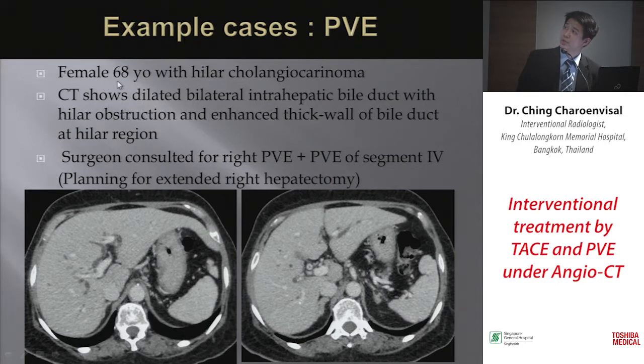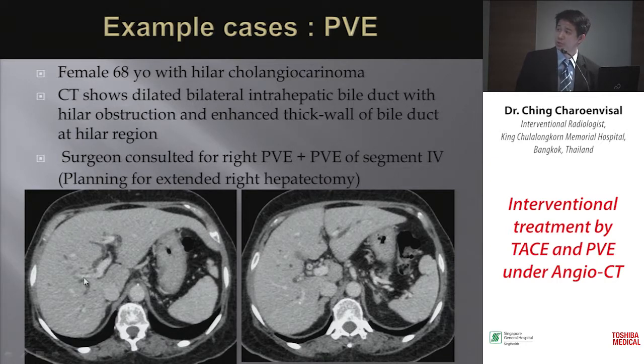This case is a female, 68 years old, with a hilar cholangiocarcinoma. The CT shows bilateral intrahepatic duct dilatation, and there is enhanced thick wall of the bile duct at the hilar region. The surgeon consulted for right PVE and PVE of segment 4 because the surgeon wants to do an extended right hepatectomy. He wants to resect the right hepatic lobe and also segment 4.